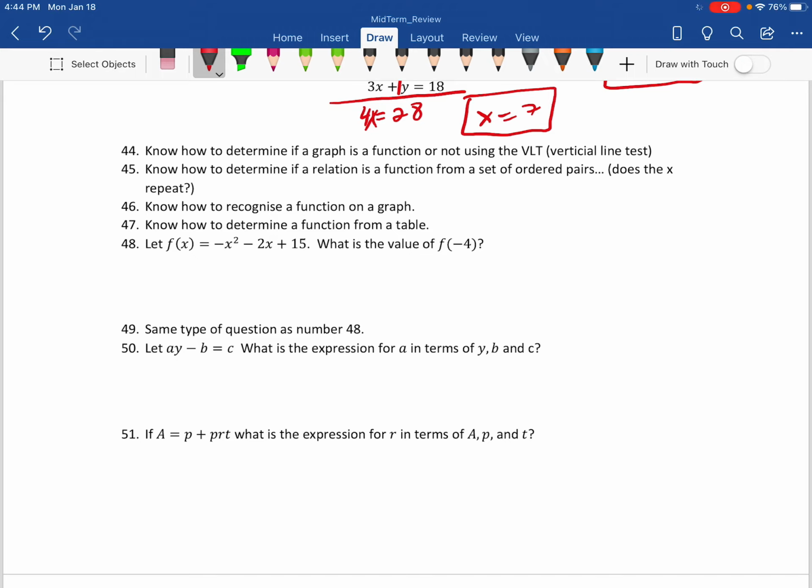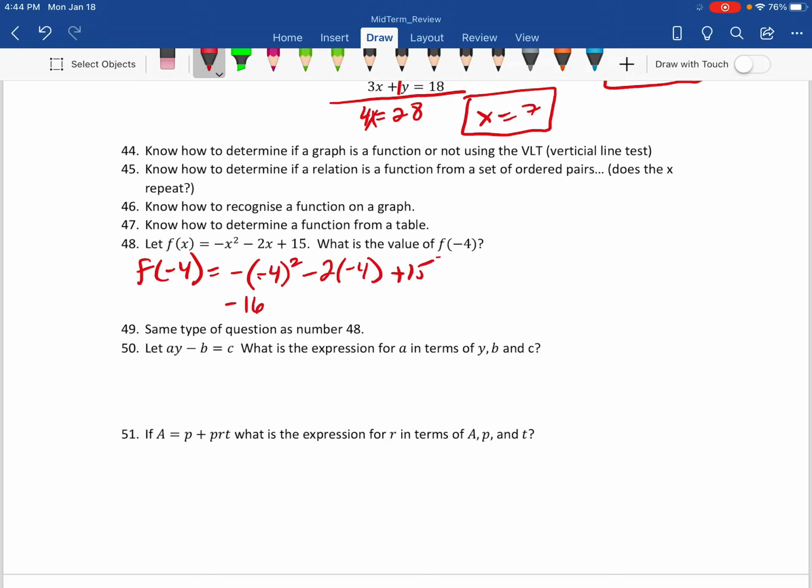Number 48, what is the value of f of negative 4? All we're doing is we're taking that equation and substituting it for x. So I'm going to say f of negative 4 is going to be equal to negative, parentheses, negative 4 squared, minus 2 times negative 4 plus 15. Remember, since this exponent there belongs with the x, the negative here is outside. So that 2 only belongs with the x.